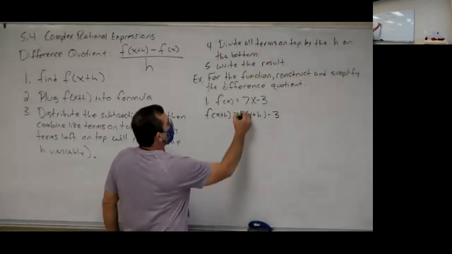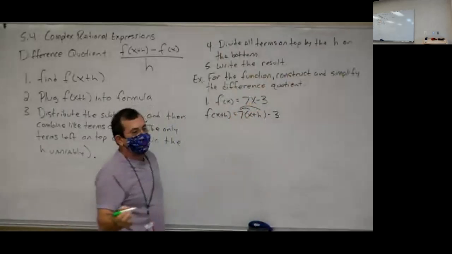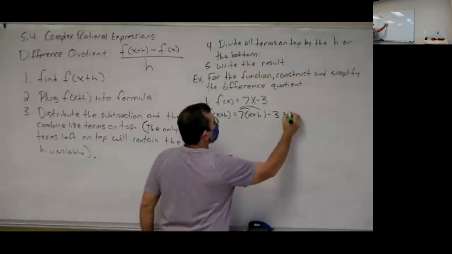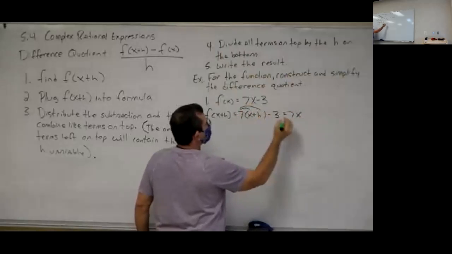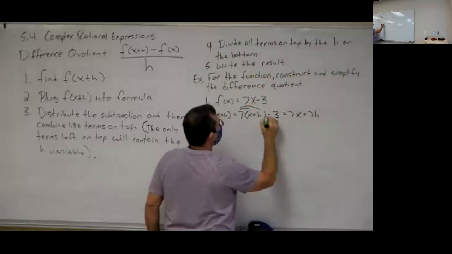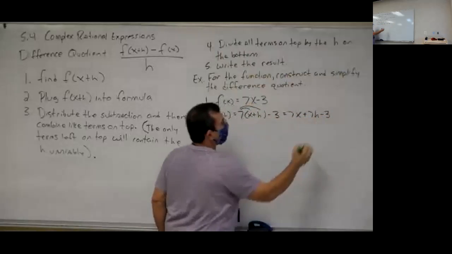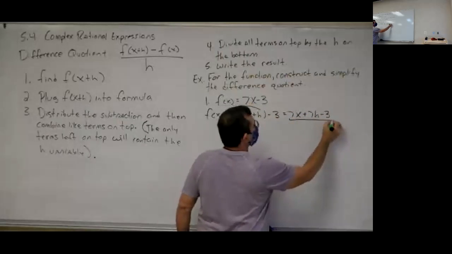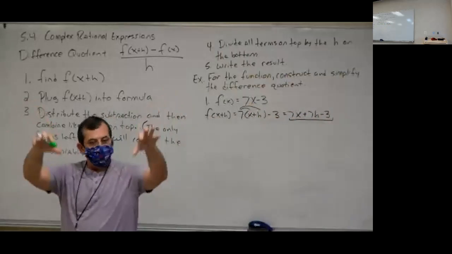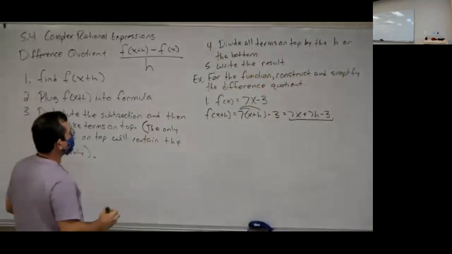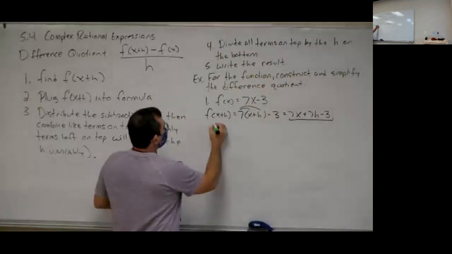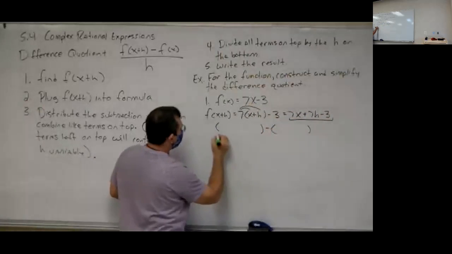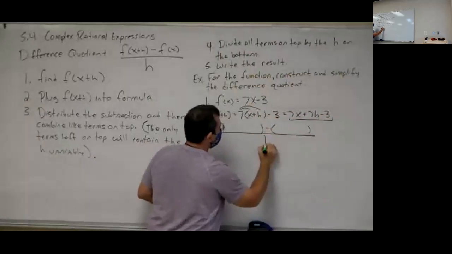So now I'm going to simplify this, and really all I can do is get rid of my parentheses. So this would give me 7 times x is 7x, 7 times h is a 7h, and then at the end is my minus 3. So this is now my f of x plus h that I'm going to plug into my formula. So to plug it in my formula, I start out with parentheses and put that all over my h.